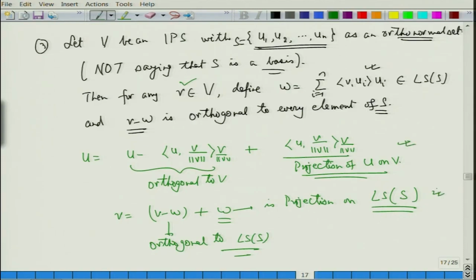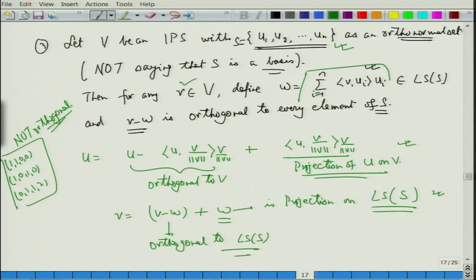So recall, I wanted projections onto each of them. Recall that example, which was I think 1 1 0 0, 1 0 1 0 and 0 1 1 2. There these vectors were not orthogonal. So we could not talk of projection onto each one of them and then add it. But here we are starting with u1 to un which are perpendicular. So it is perpendicular, so I am able to add those projections.